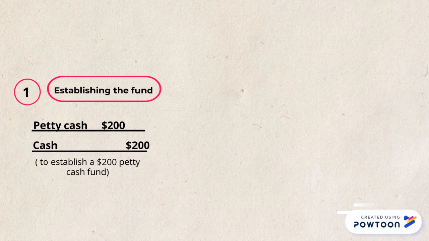In order to establish the fund, petty cash is debited and cash is credited. No payments are yet to be made, therefore both accounts remain as assets to the company.